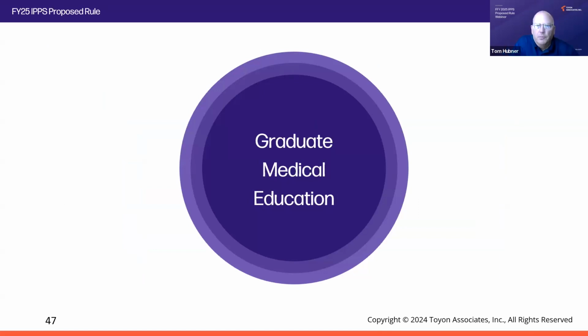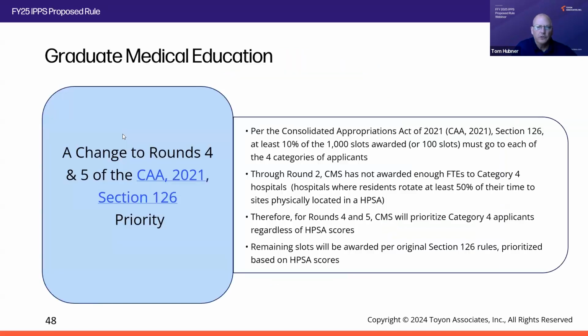So there were a handful of GME-related provisions in the proposed rule. The first was a change to Section 126 of the CAA from 2021. That's the rule that allowed for 1,000 extra FTE slots to be distributed into the system through an application process. It was a 5-year thing. It's 200 slots per year, so it's not tremendously large. But one of the provisions in that rule said that at least 10% of the new slots, or 100 slots, need to go to each of the 4 categories of applicants.